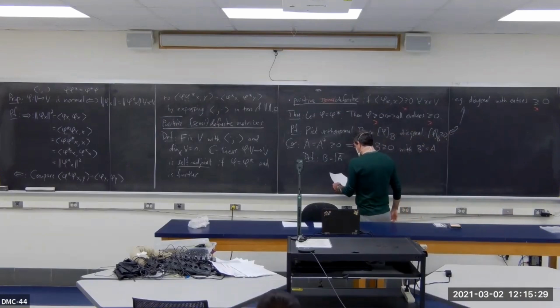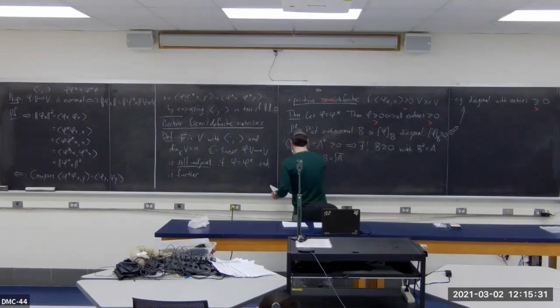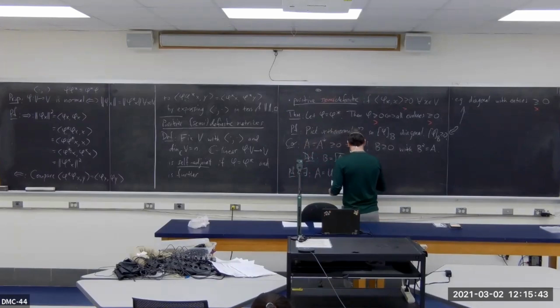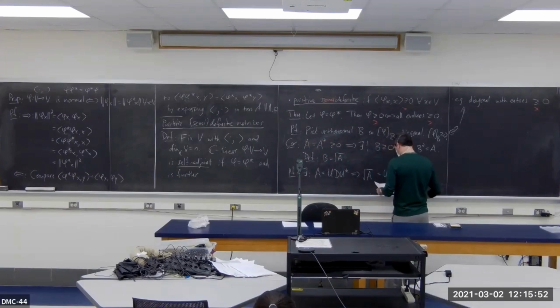So we say that B is the square root of A, and proof. There are two parts. There's existence. The existence says that A is U D U star, with D being diagonal. That means that the square root of A is U times the square root of the diagonal one times U star.